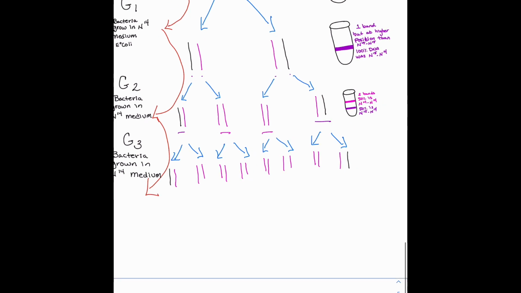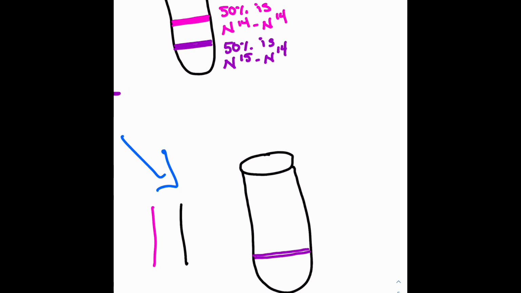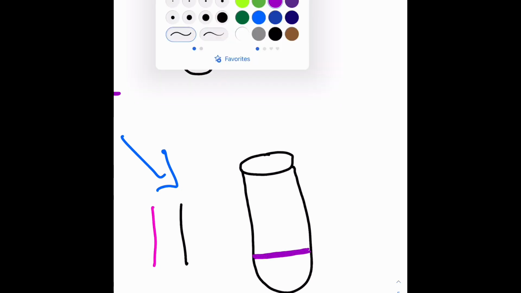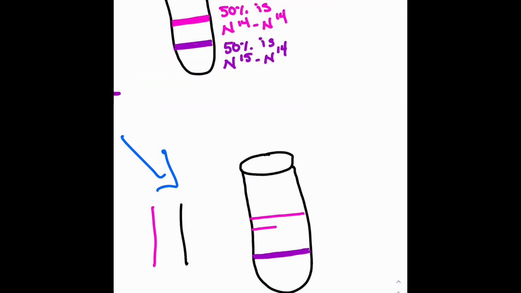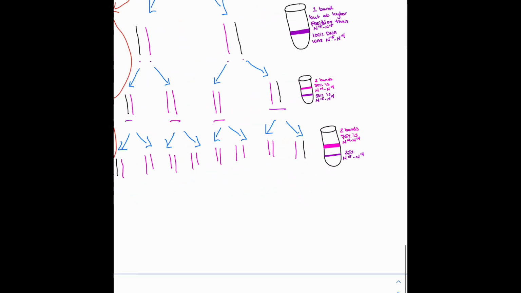And what you see this time, when you centrifuge this DNA, is again, you see two bands. But what you're seeing is a lighter band here where you have the mixture and a heavier band where you have the N14, N14. So what you have is two bands. 75% is N14, N14, and 25% is N15, N14. So this was definitive proof that replication was semi-conservative.